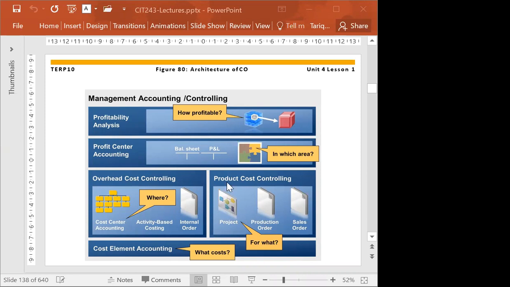So this is where we have the product cost controlling. Any product we are manufacturing, or any maintenance order we are having, that is what we call product cost controlling. On this side is overhead cost controlling. We purchased a car, and now any maintenance that happens on that car is the overhead cost.